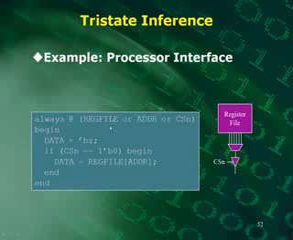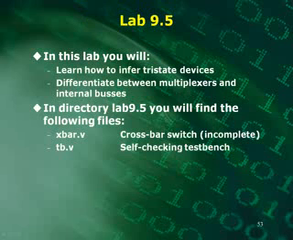Here's another example. Here we have these 3 things like reg file, adder, and chip select, active low chip select. So here I've gone ahead, I've just assigned data equal to 'bz, but then I said if the chip select is low, then I'm going to assign data equal to reg file of address. Okay, so that would do a similar type thing. It's another method that you could use. So in Lab 9.5, you're going to learn how to infer tri-state devices, and you'll differentiate between multiplexers and internal buses.